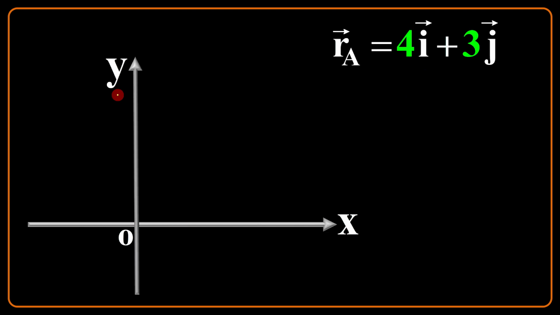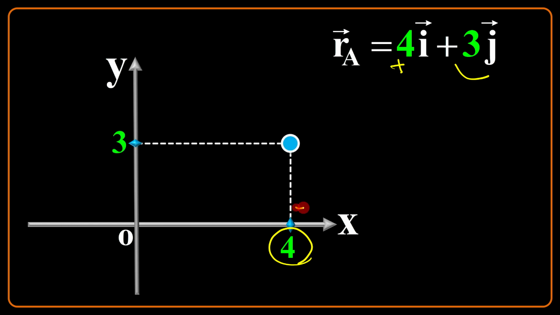For instance, r could be 4i plus 3j. So here I can take 4 units on the horizontal axis to the right, as 4 is positive, so it must be to the right. And the other is vertically 3 units upward. And then I draw the dashed lines perpendicular to x and y because it's a Cartesian coordinate system. And then I draw the position vector from the origin to the location of the object.